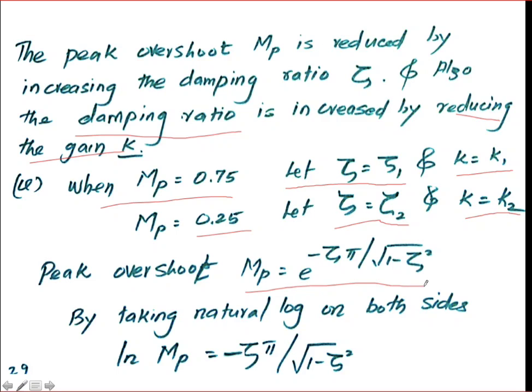Now, from this peak overshoot, we are going to find out the zeta value, because in this particular formula we have two different Mp values, that is, peak overshoot values 0.75 and 0.25. And from this particular equation, we need to find out the zeta value, the damping ratio.